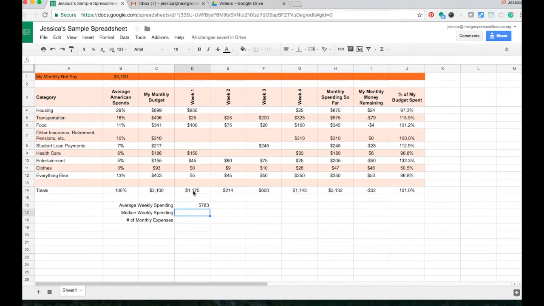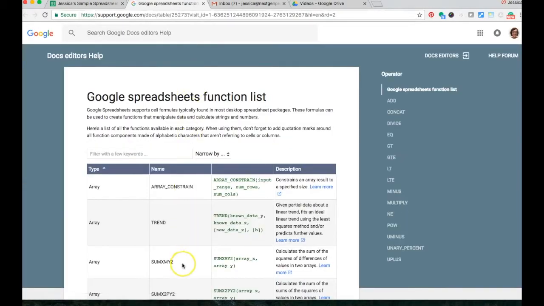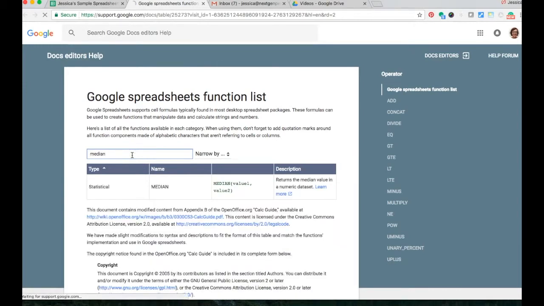You can do the same thing to find median or mode. So I'm going to go up to the sigma, and I don't actually see median there. So one thing I can do is look at the more functions. That's going to give you Google Sheets' entire functions list, so you could then search and see that median is the name of the function.